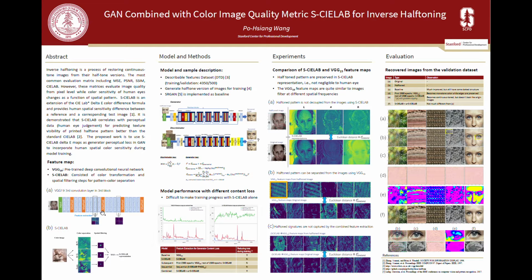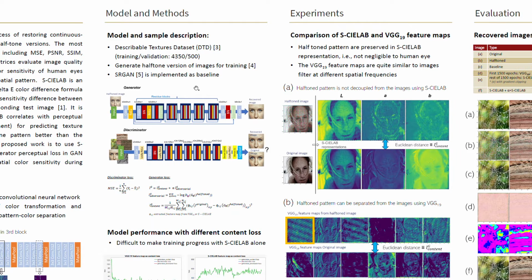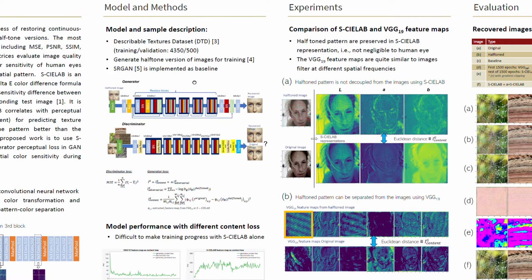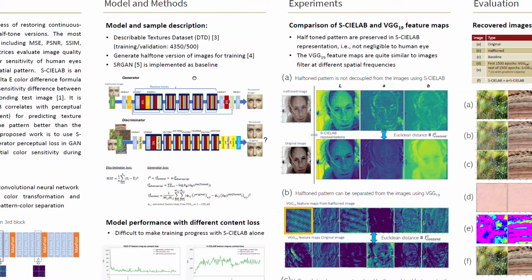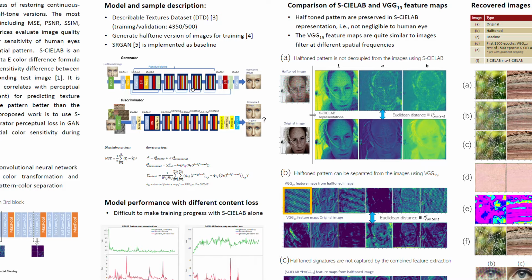extract features. The Describable Textures Dataset is a collection of texture images which is suitable for this work. I use about 4,000 images for training and 500 for validation. The half-toned effect of the original data is generated using an open source Python package. The model's generator and discriminator structure follow the SRGAN architecture from the original paper.